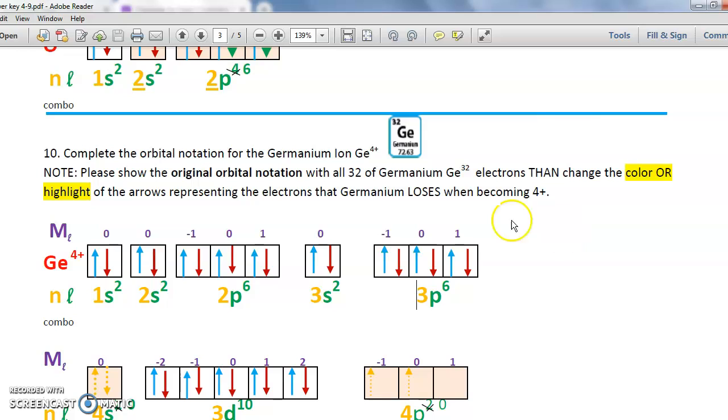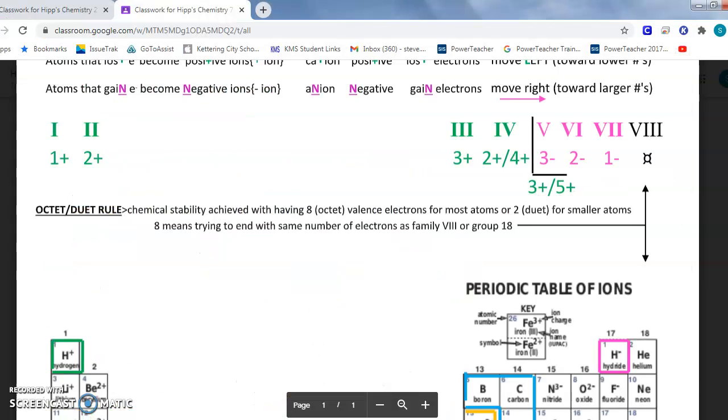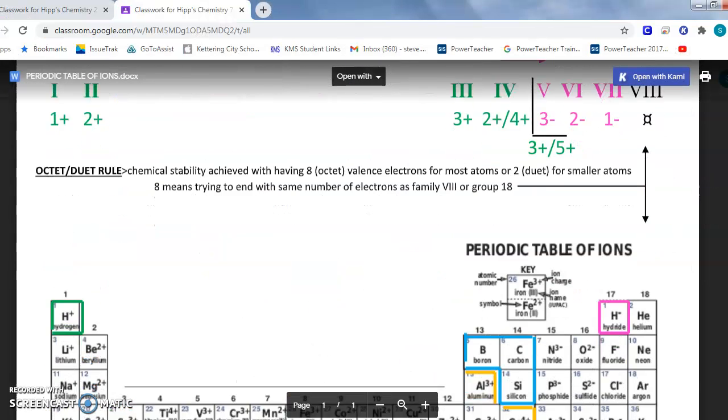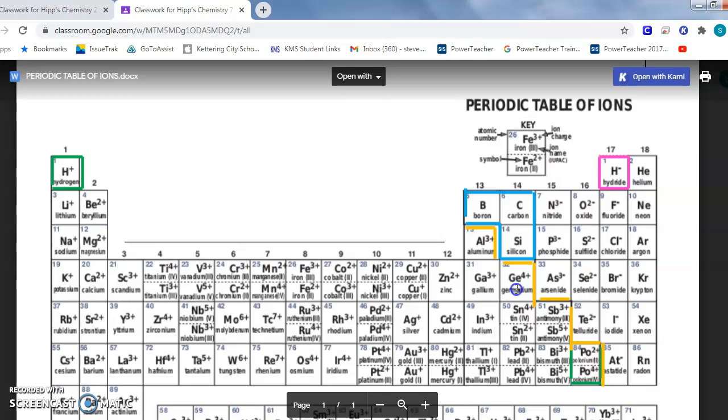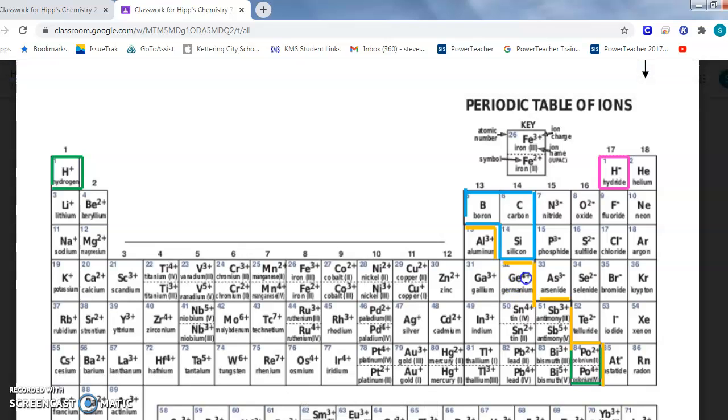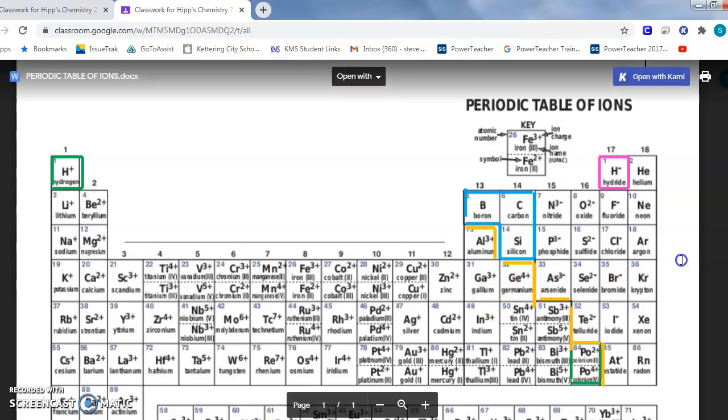So now we would say, does it make sense that germanium would want to be 4 plus and lose those 4? If you look back at our periodic table of ions, take a look at germanium. It loves to become the germanium ion 4 plus. It leaves it with a stable octet.